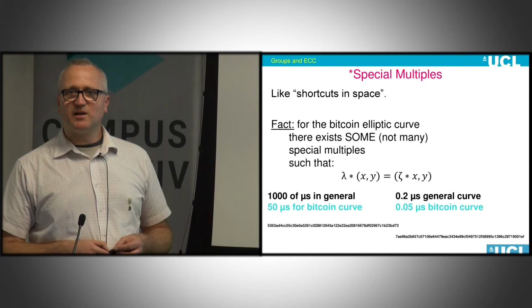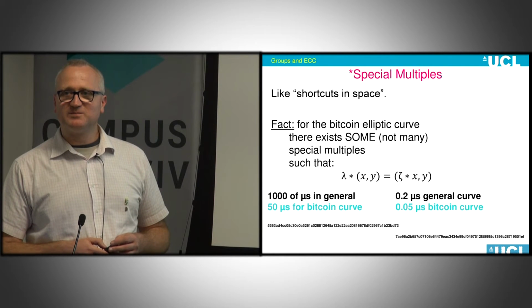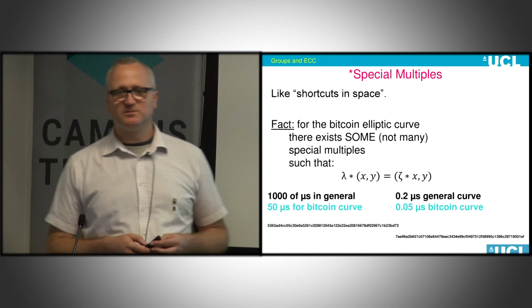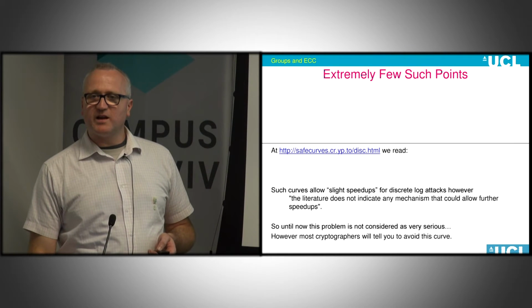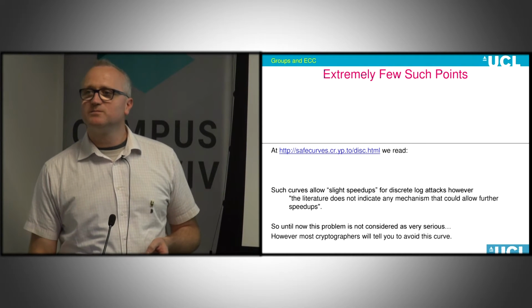Okay, we essentially travel at a very high speed. So this is not an ordinary elliptic curve. The good news is there are extremely few such points. At this moment, this elliptic curve remains officially not broken.